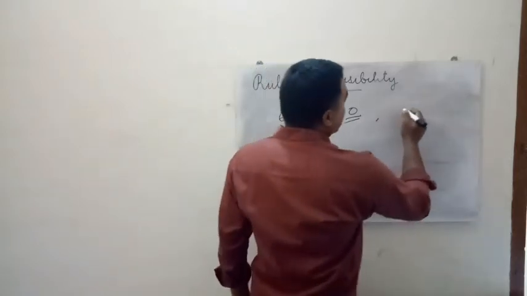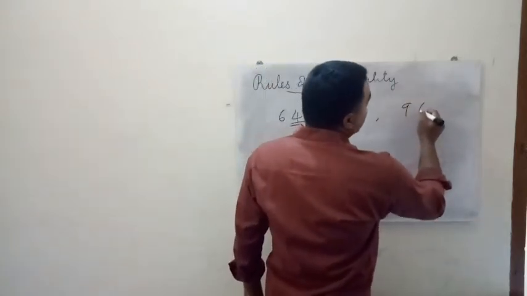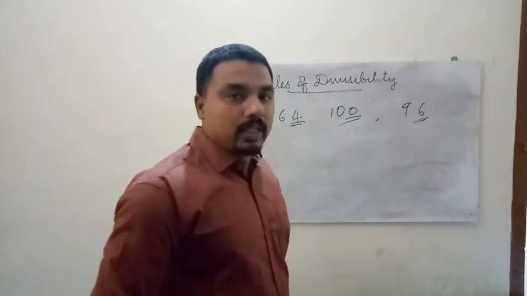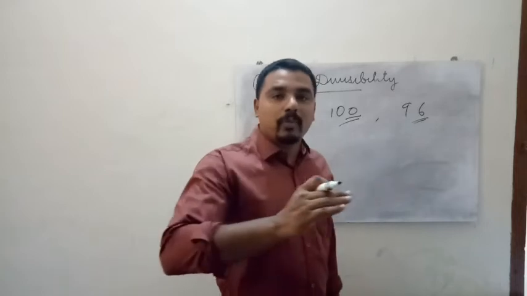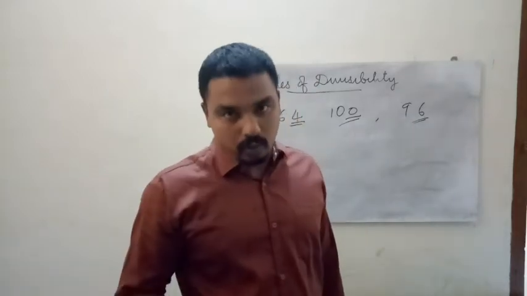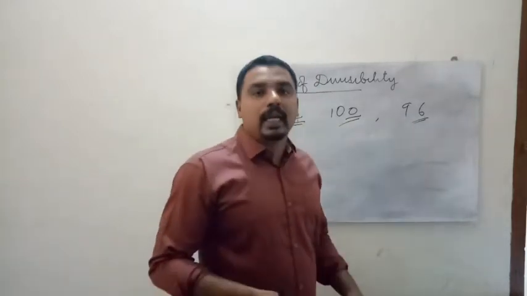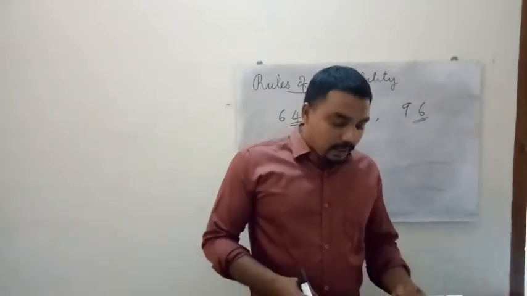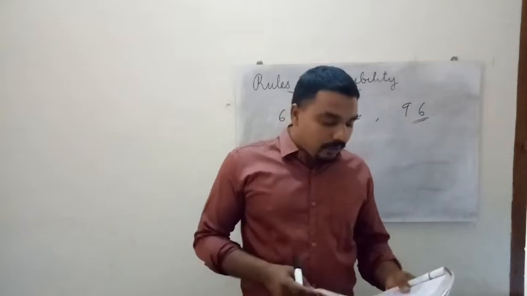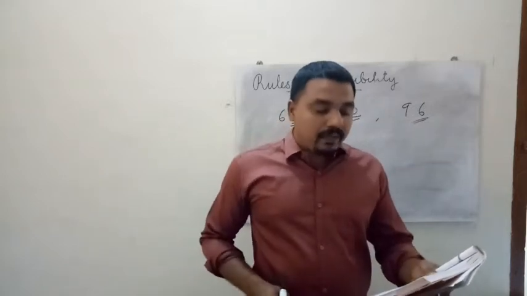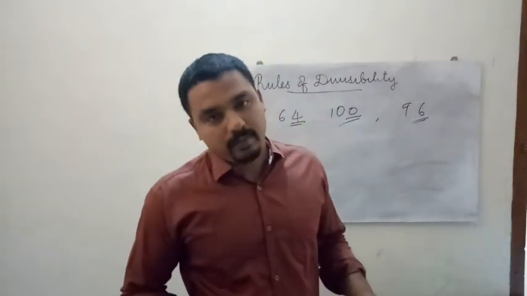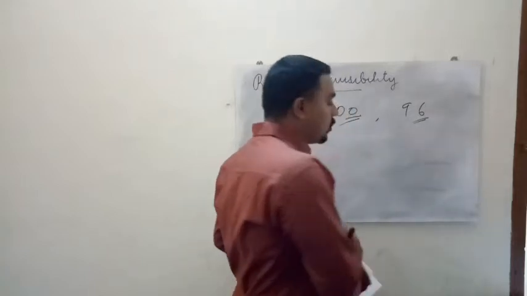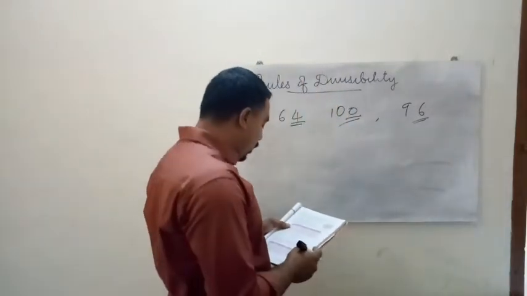And another number is 96. See the ones place. The ones place is an even number. So all these types of numbers are exactly divisible by 2. Okay. Next is divisibility by 3. The numbers are exactly divisible if the sum of the digits of a number is divisible by 3. How is it possible? Let us see. For example, I am writing here one number.